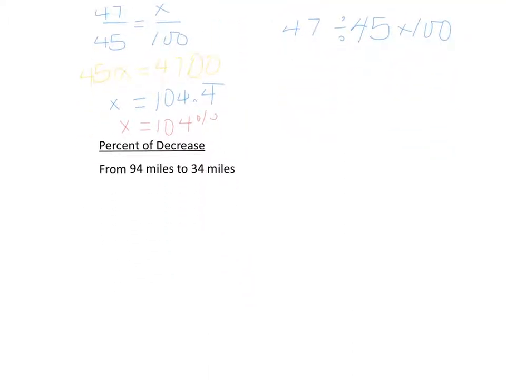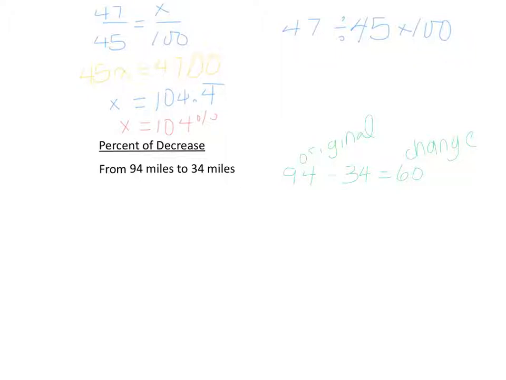Looking at the second one, it's percent of decrease, and we're going from 94 miles to 34 miles. First step, subtract. 94 minus 34 is going to give us 60. 60 is going to represent our change, how much we went up or how much we went down. And in the problem, 94 in this case is our original because it is the number we started. We drove 94 miles and then we drove 34 miles.